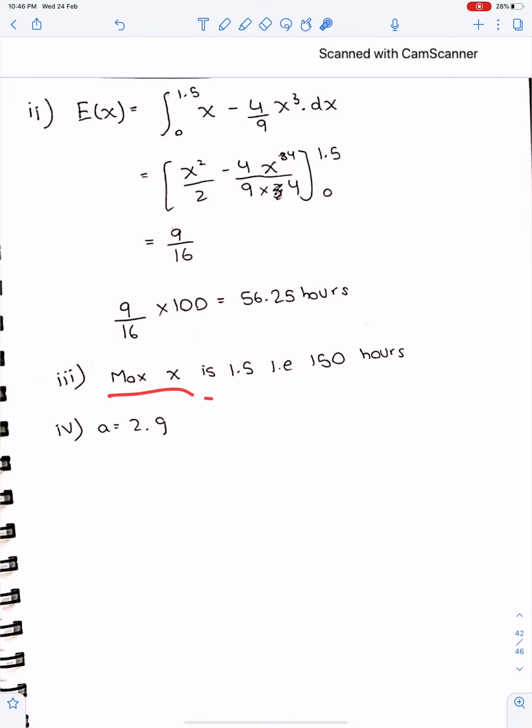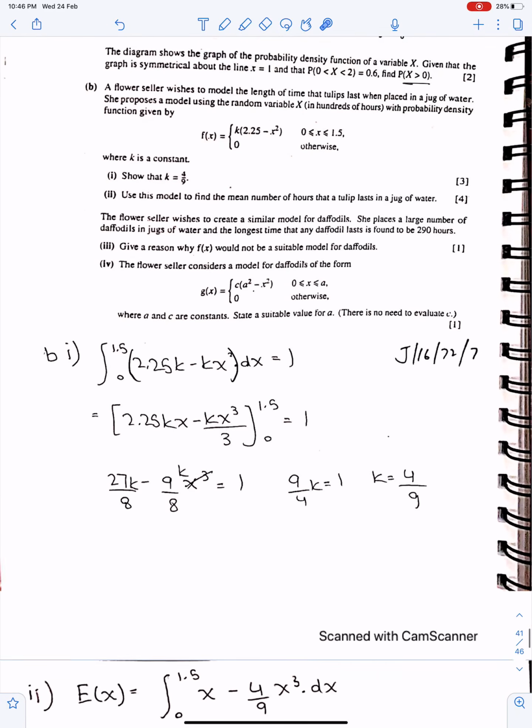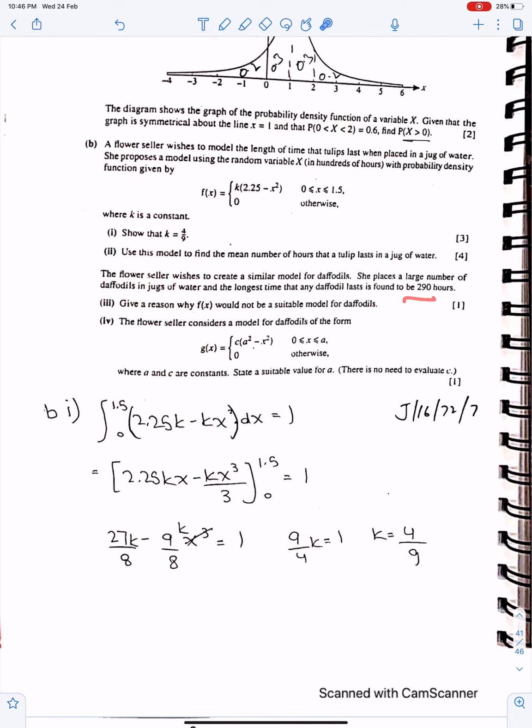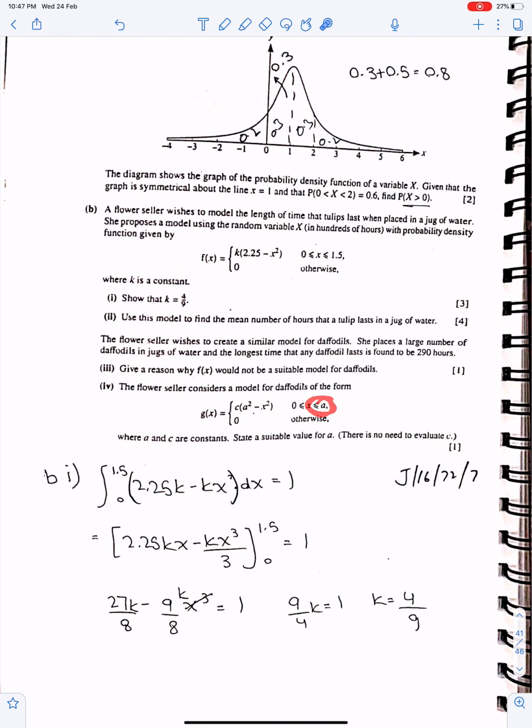See, the maximum for f of x is 1.5 and the maximum of the data is 2.9, therefore f of x is not a suitable model. Now they are saying to state, now this is the new model and this is the longest time. State a suitable value of a. There is no need to calculate this c. Now in order to state this value, you have options.